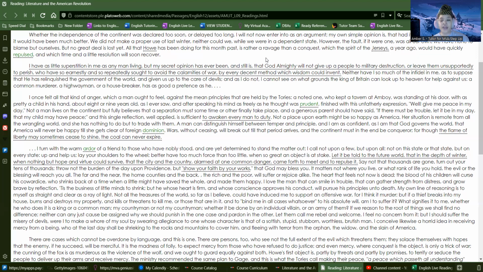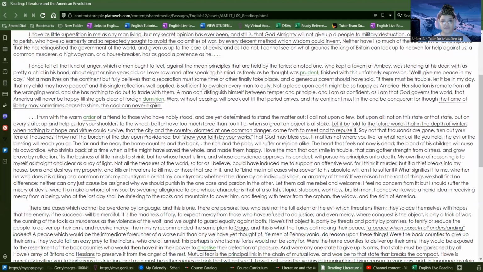That have tried so many times to avoid war. It says by every decent method which wisdom could invent. So he's saying by literally every way that a smart person could think of to try to avoid war, that's what we've done. So they're asking, how would you put this in modern English? And I've kind of done some of the work for you, but you should think about how you would put this if you were explaining this to another person.